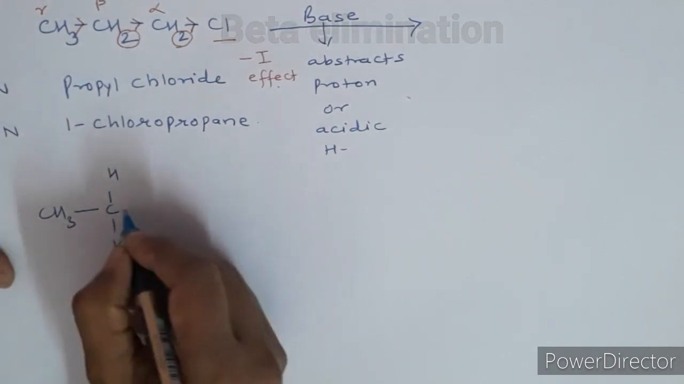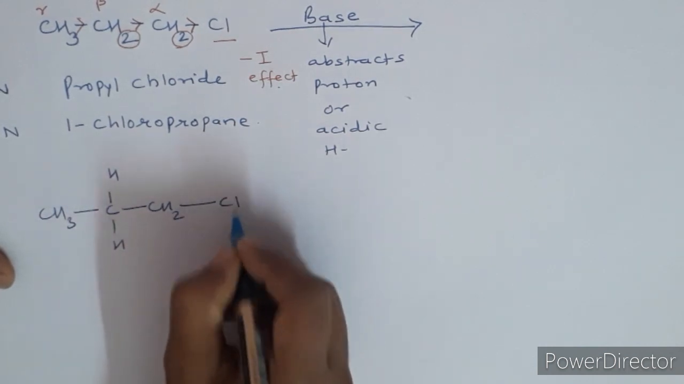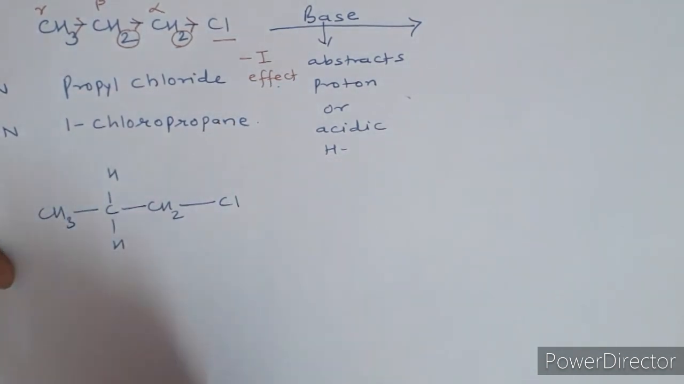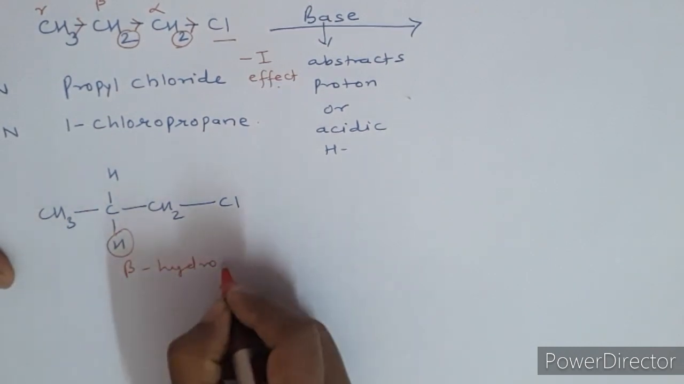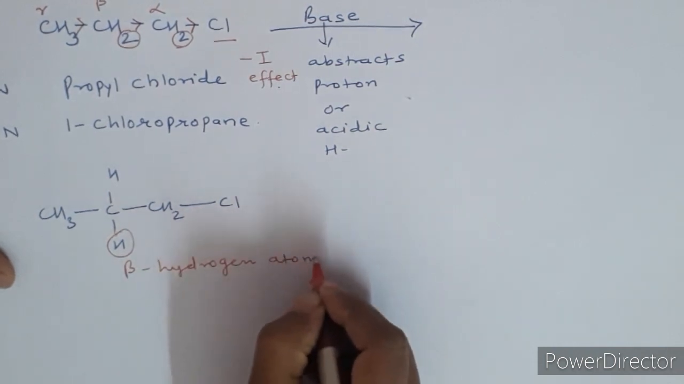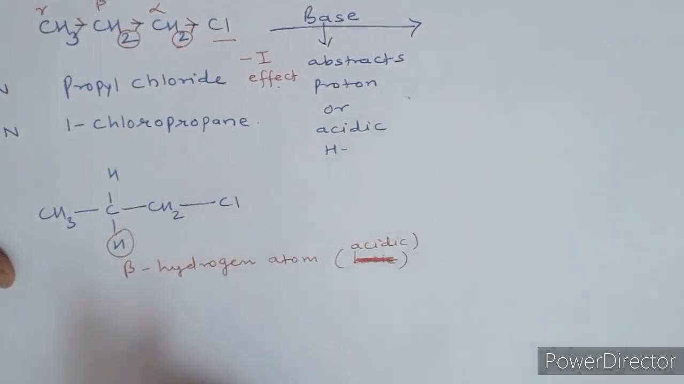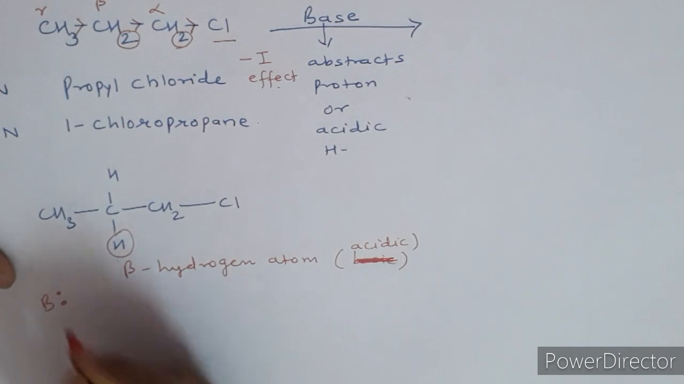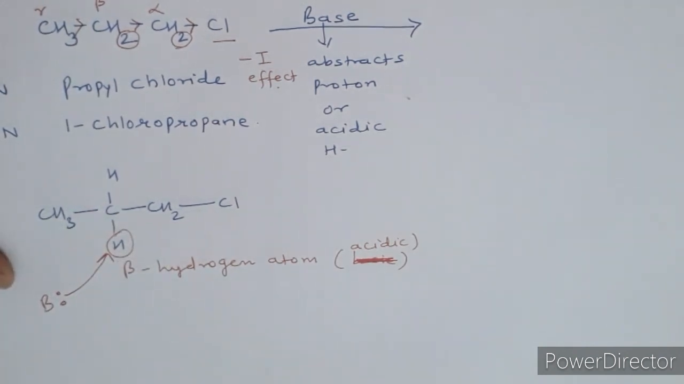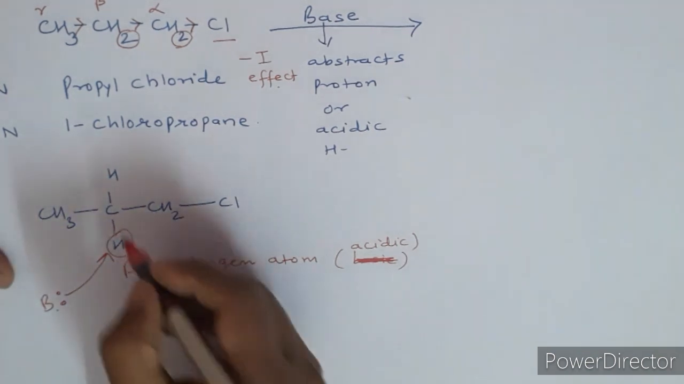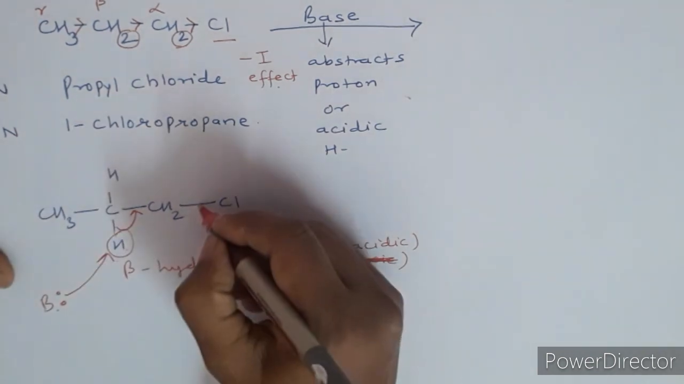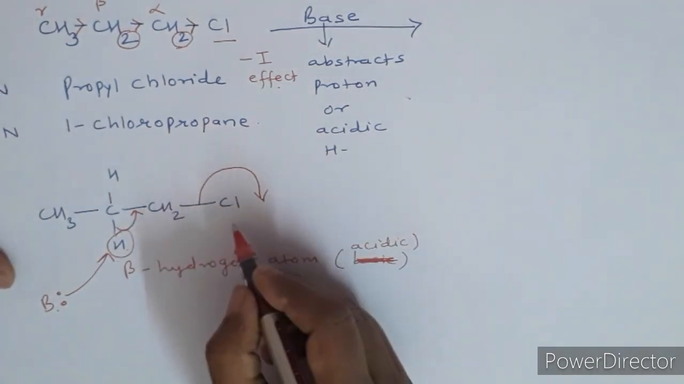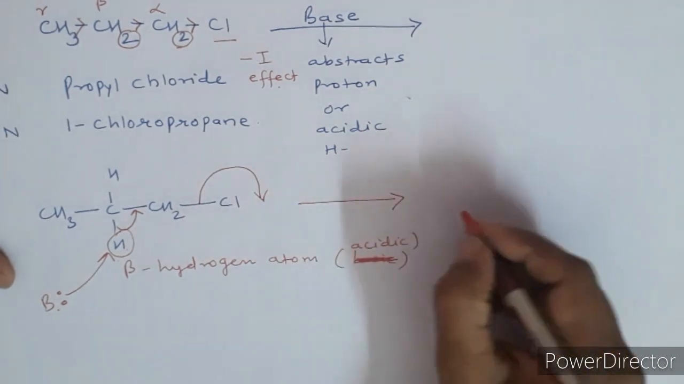Let me write this structure once again in an open formula so that it is easy to understand. This hydrogen atom is called as beta hydrogen atom because it's attached to beta carbon atom. Beta is nothing but your second carbon atom. This is acidic, and if we talk about the base, it will just pull out the hydrogen atoms as H plus, and the hydrogen gives its electron pair back, a double bond is formed, and hence the carbon breaks its old bond with Cl, and the Cl minus goes out as a very good leaving group.